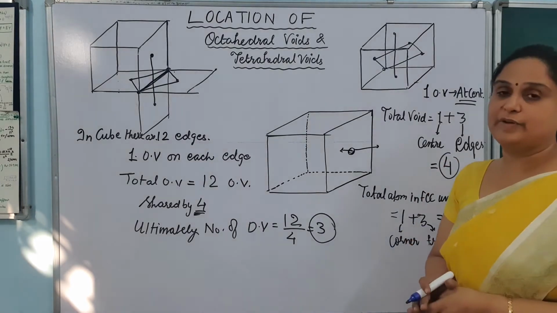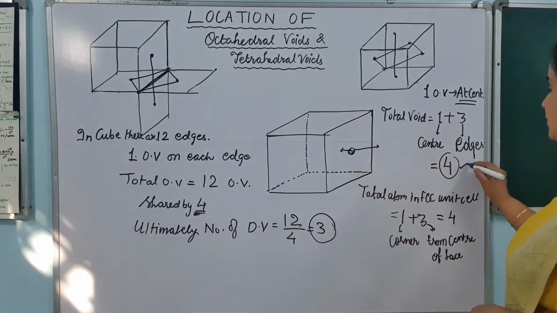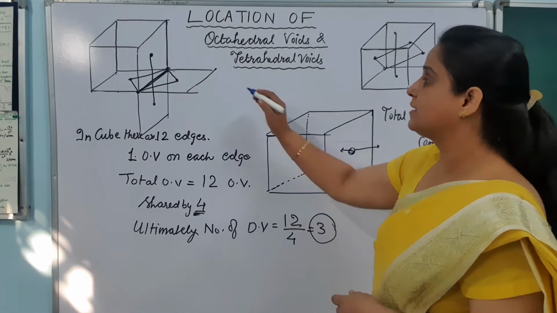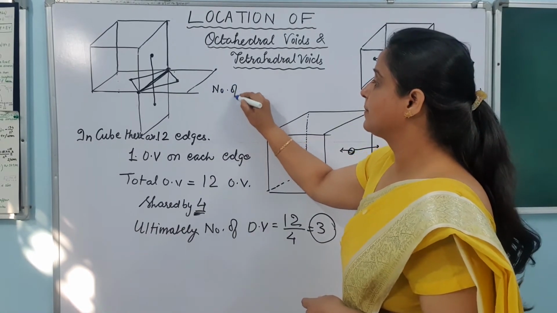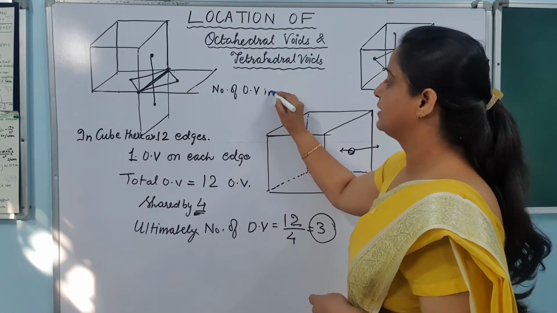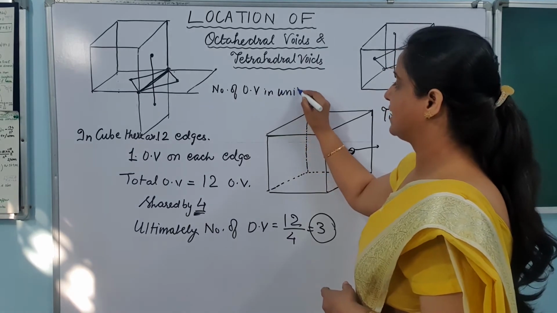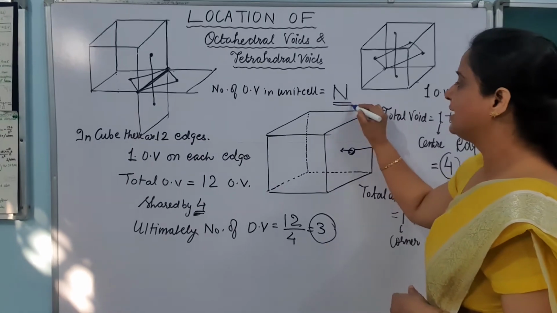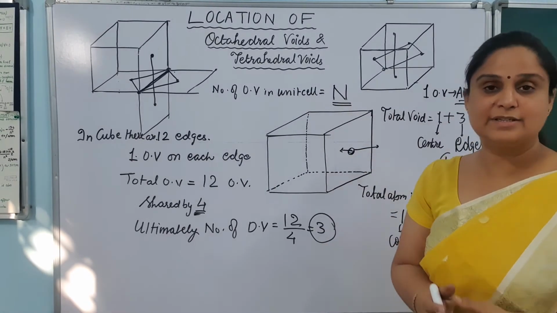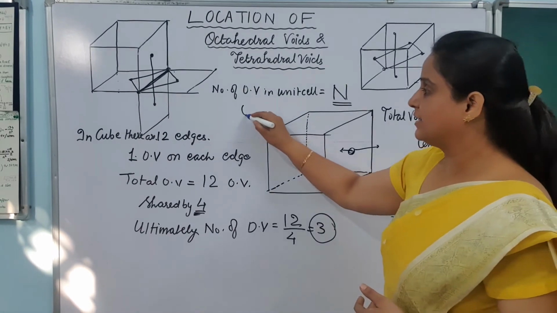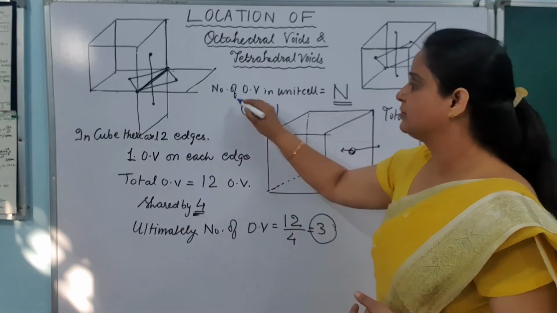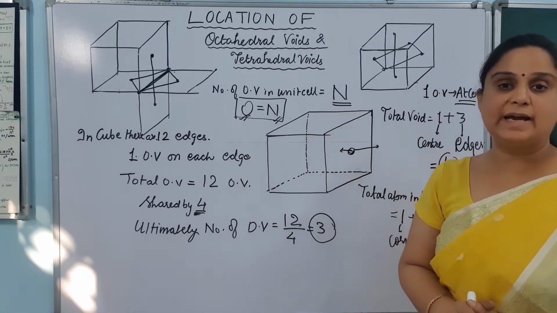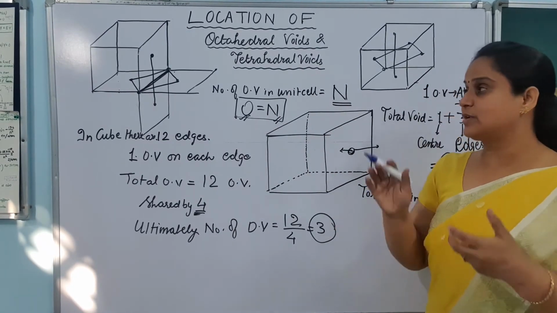So total number of atoms is equal to the number of octahedral voids here. So I can say that number of octahedral voids in unit cell will be equal to the number of atoms in that unit cell. So is it clear to you? How I can learn? The number of octahedral voids will be equal to the number of atoms in that unit cell. So I hope it is clear to you.